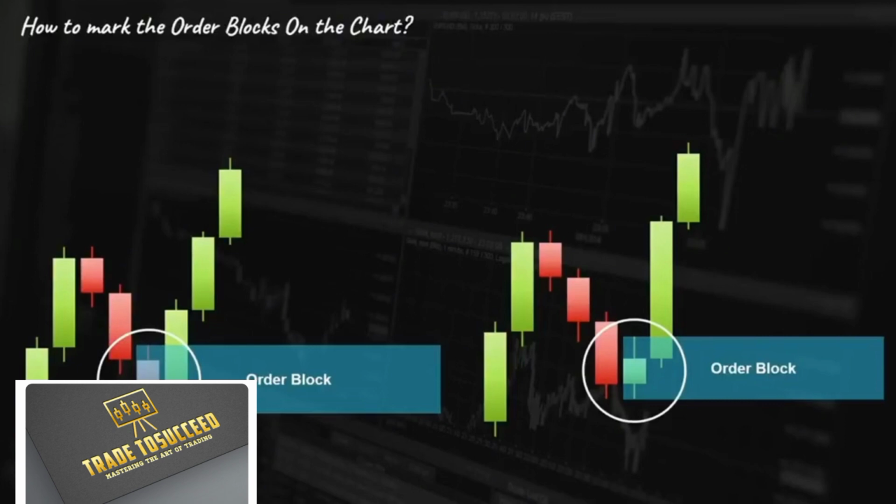When the price taps into this area again, we will open a buy position and set our stop below the zone. In some cases, we even look for more confirmations and entry setup in the lower time frames, which we will discuss in future videos.